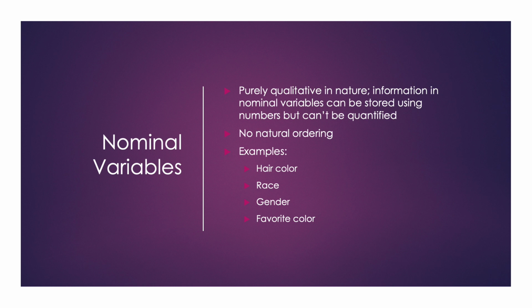Nominal variables are purely qualitative in nature, so they don't have an intrinsic numeric value. Information in nominal variables can be stored using numbers, but it can't actually be numerically quantified in any way. There's no natural ordering to it. An example of a nominal variable might be hair color, race, gender identity, favorite color, things like this.